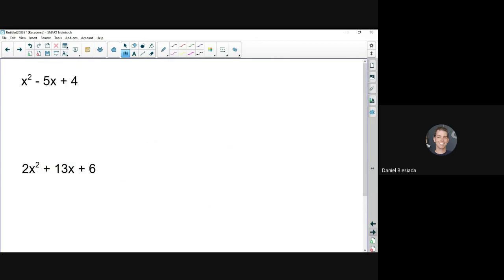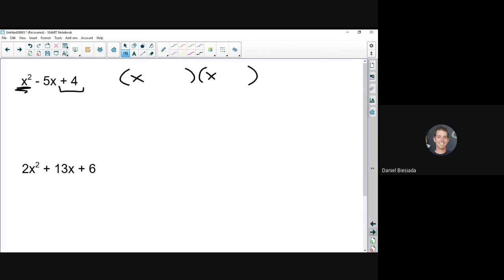We'll look at two more together here. x squared minus 5x plus 4 is our first one. Again, I will set up my two sets of parentheses. And once again, both of them will have an x at the front because that's how we get x squared. Now, a little tricky here. The number at the back end is a positive 4. And that's great. 4 is a pretty small number.